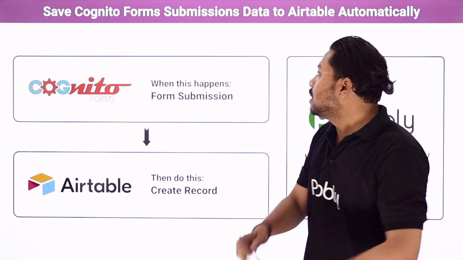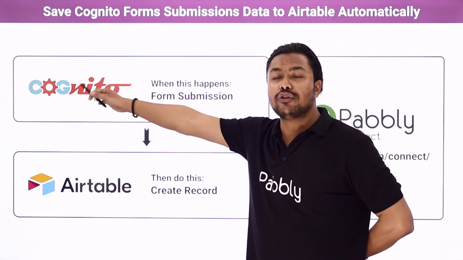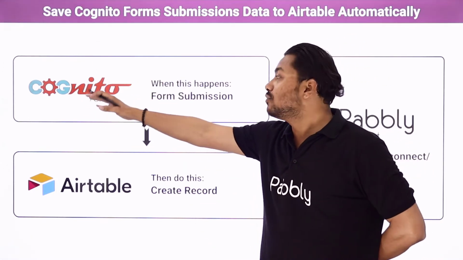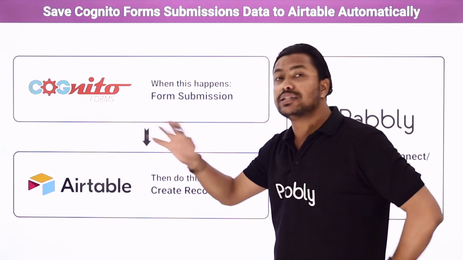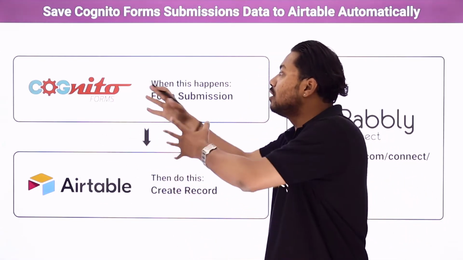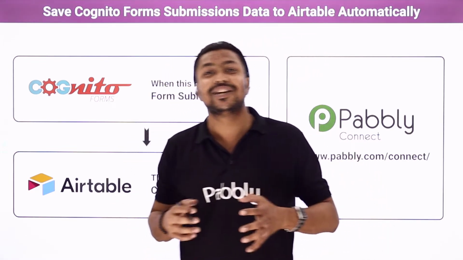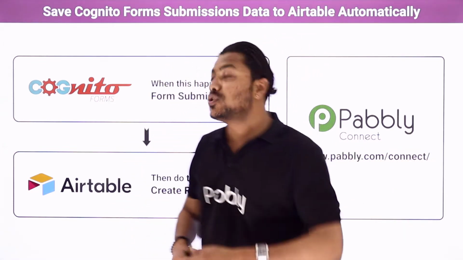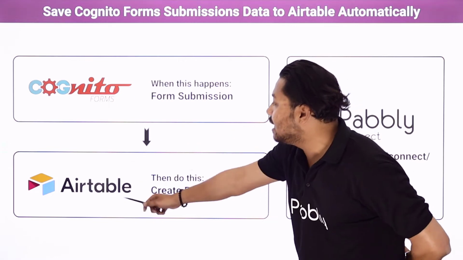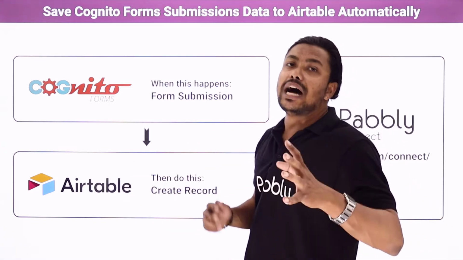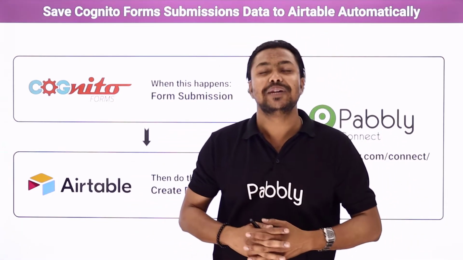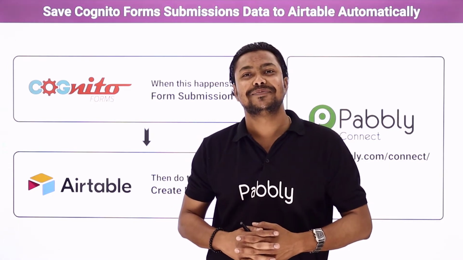So what we are going to do, we are going to have a form submission through Cognito Forms, and the details of the person will be saved to your Airtable database automatically whenever a person fills out a Cognito form. Now to do this automation, we are going to use an integration and automation service, Pabbly Connect, which will help you connect Cognito Forms and Airtable automatically. Now, if you want to learn how to do this automation, you have to come with me to the screen.